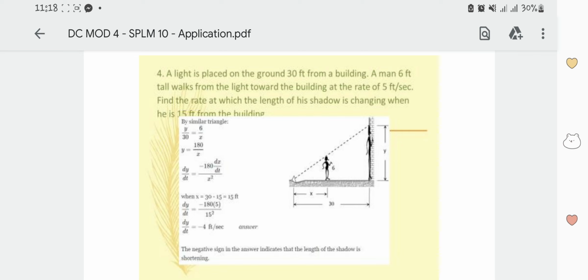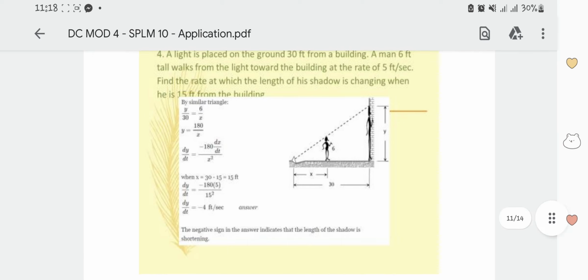Okay. So, with triangles, usually we use similar triangles. By similar triangles, y over 30 is equal to 6 over x. So the relation is y is equal to 180 over x. And then, we're going to differentiate that with respect to t.